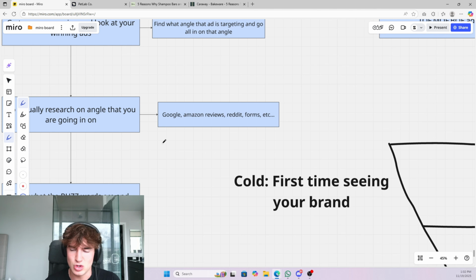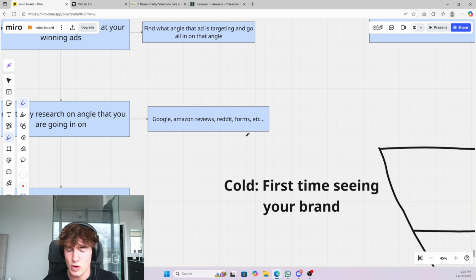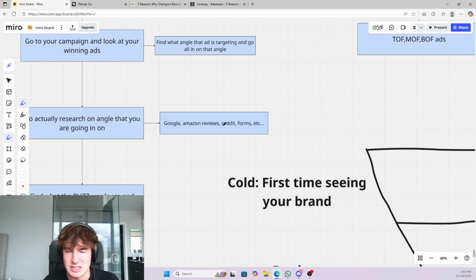Same thing with Amazon reviews. Go on Amazon, look up your product, and then just scroll through the reviews, see what people are saying, see what the massive pain points are that this product is fixing for them. Same thing on Reddit. You'll see a lot of true reviews, like what's the reason that this person bought this product? What are the main problems that this product fixed for them?